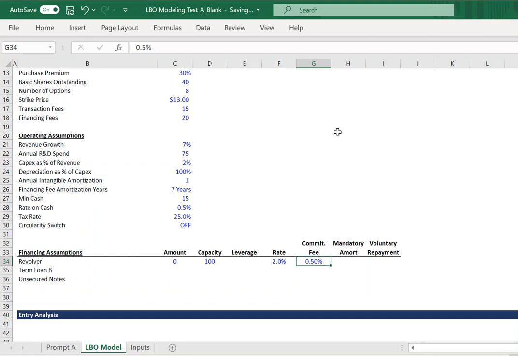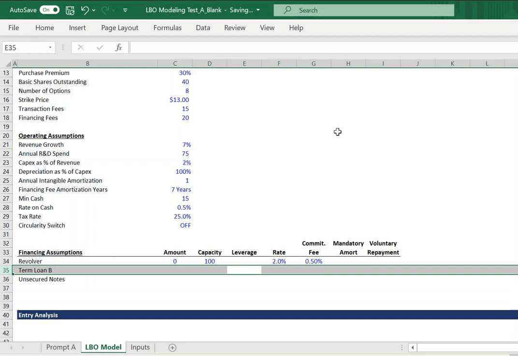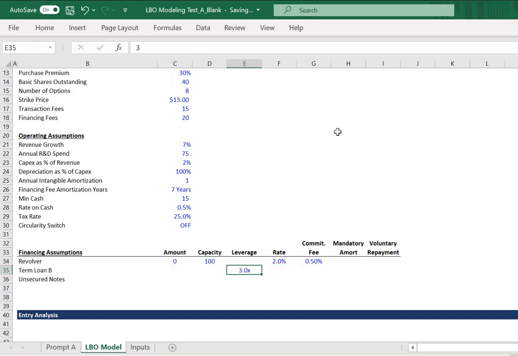All right, we can leave voluntary and mandatory blank for the revolver because that'll tie into our cash and debt schedule, which we'll explain later. All right, so with the term loan B, we're going to have initial leverage of 3 times. Our rate is 5%. There's 1% mandatory amort, and we can voluntarily repay it.